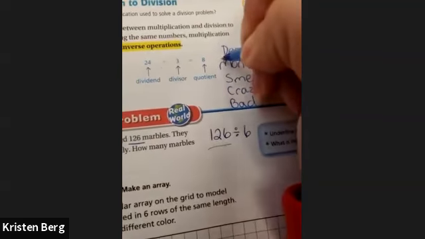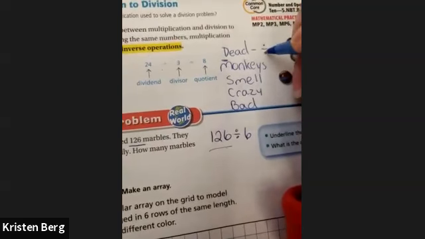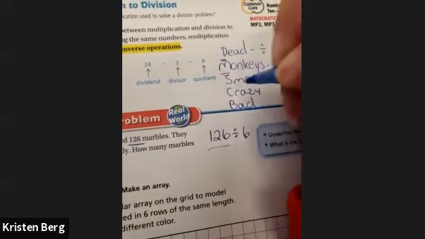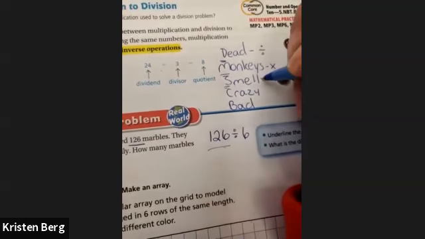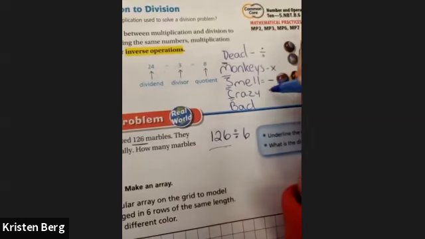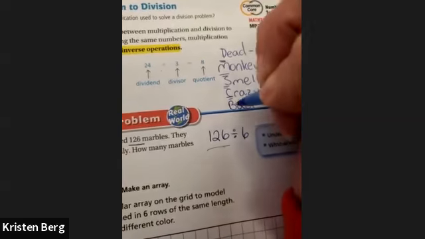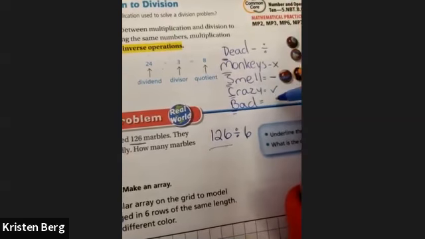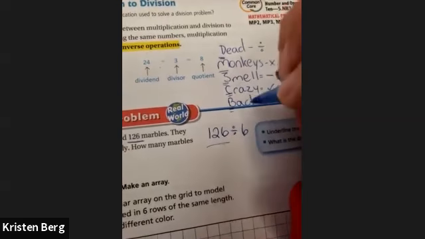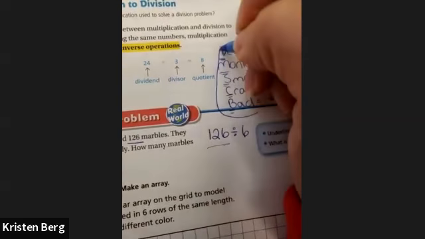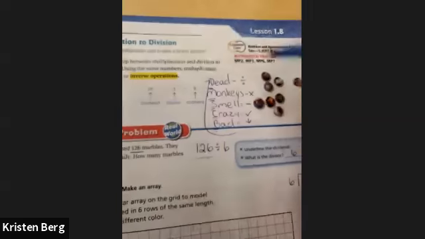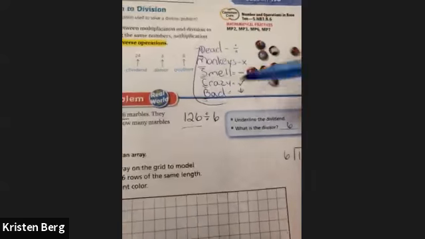The D in dead stands for divide. The M in monkeys stands for multiplication. The S stands for subtraction. The C stands for check. And the B in bad stands for bring down another number. And then when you bring down a number, you must start again. So that is the steps to it.